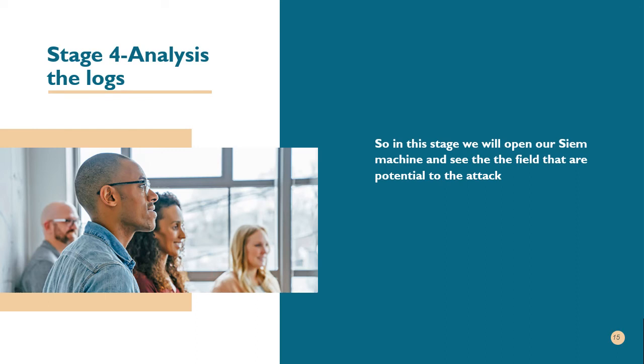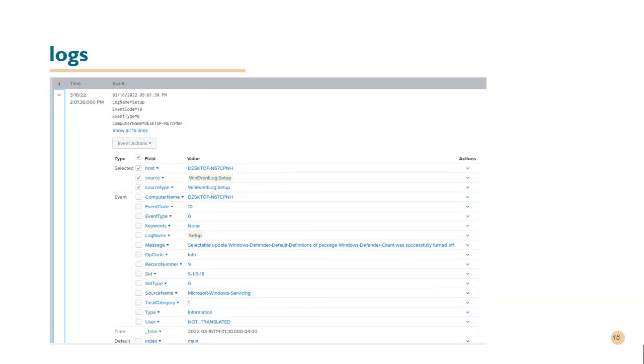The last step, which is stage 4, is analyzing the logs. In this stage, we will open our SIEM machine and see the fields that are potentially related to the attack. There are a lot of logs collected, about 7,000, but using filters in Splunk like time filter, process ID filter, and PID filter makes it easy to investigate the problem or the hack.